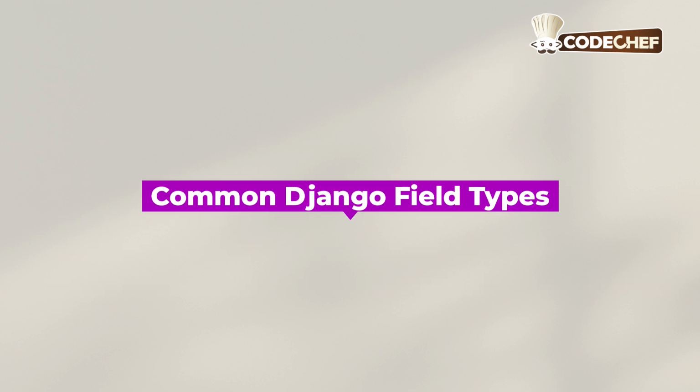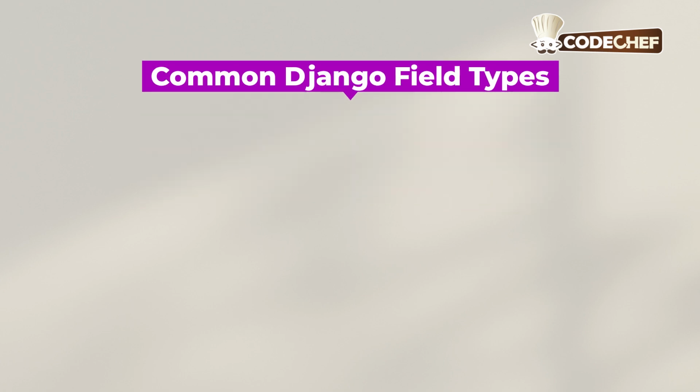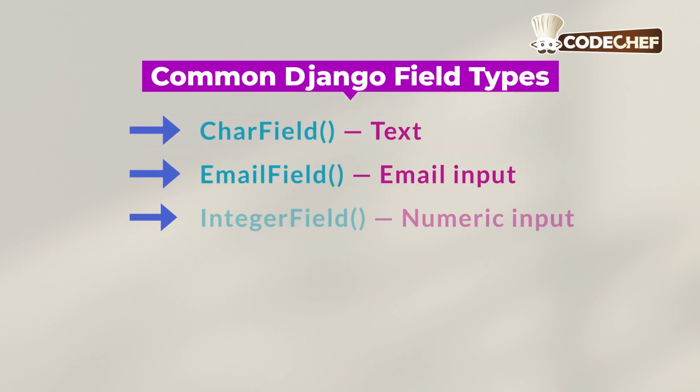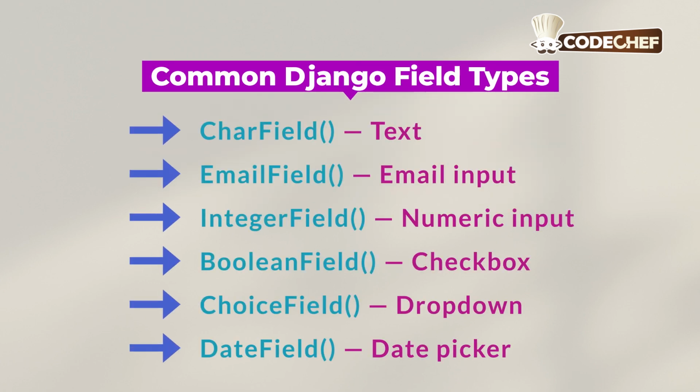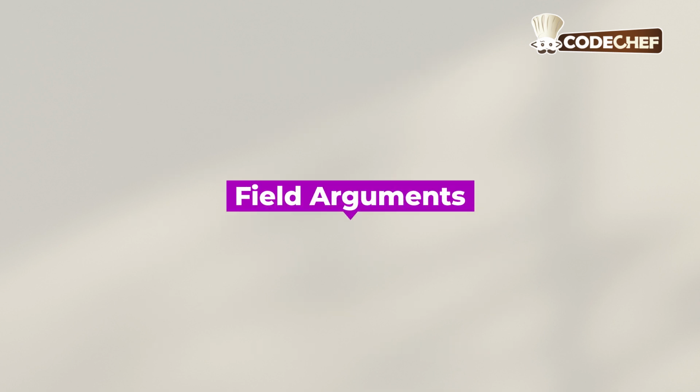Now let's look at the common Django field types. Django comes with many field types, but these are the ones you will use the most. Each one maps to the appropriate HTML input. For example, a CharField becomes a text box, a BooleanField becomes a checkbox, and a ChoiceField becomes a drop-down menu.